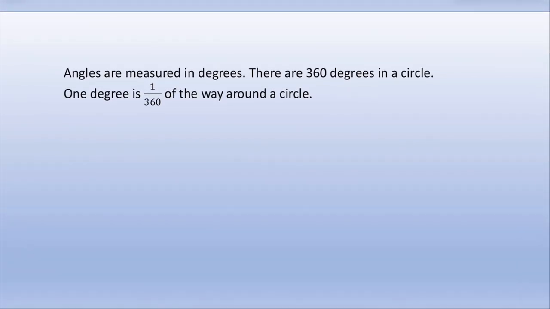Angles are measured in degrees. There are 360 degrees in a circle. 1 degree is 1/360th of the way around a circle. So you can imagine that if you take a circle and you chop it into 360 pieces, that angle measure is a very small measure. If you remember your protractors back in the day, one angle measure is a very, very tiny little wedge.